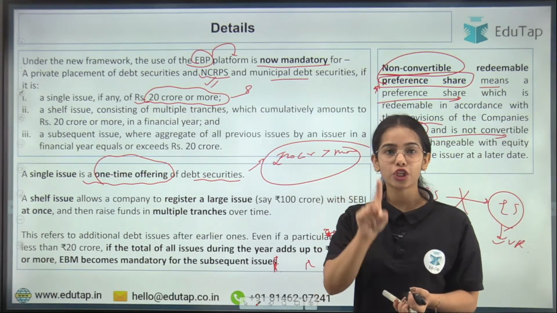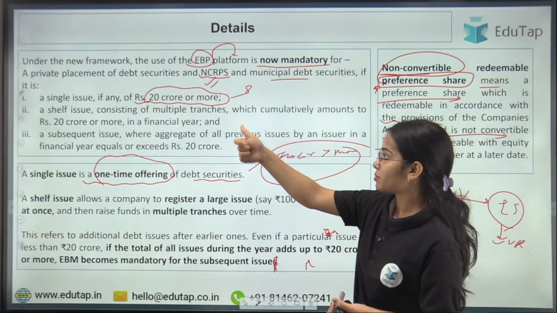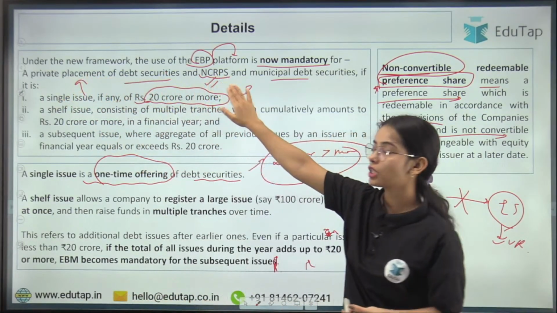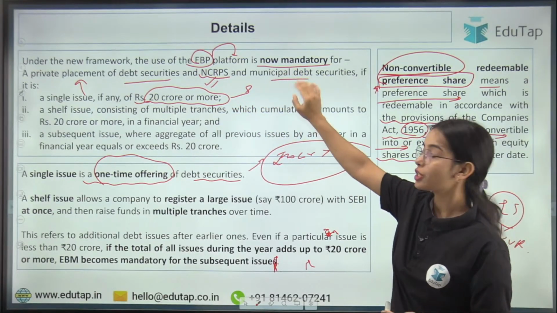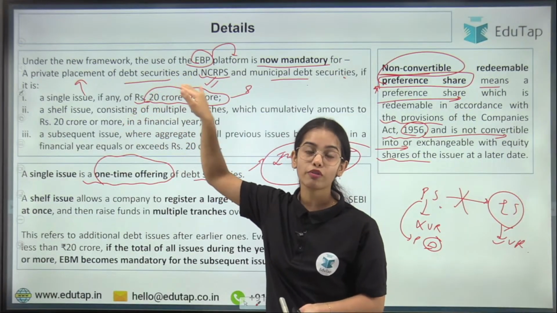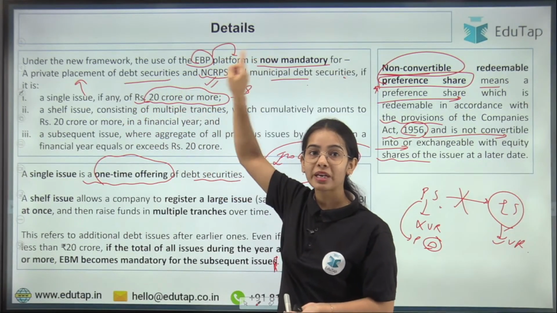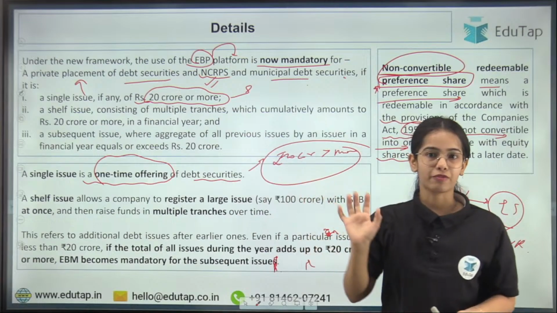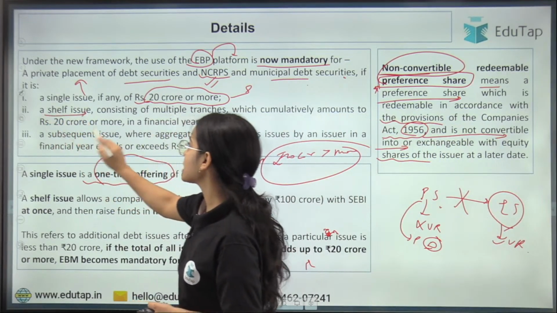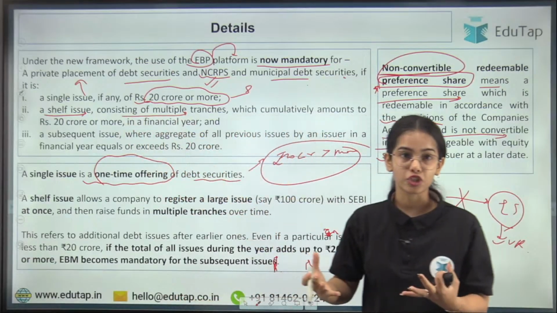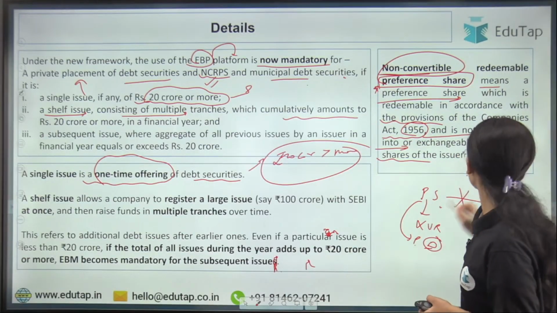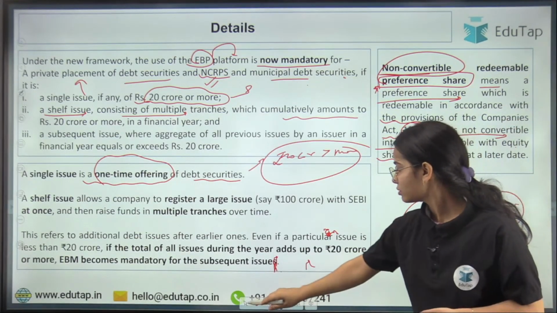So if a single issue of private placement of debt securities, non-convertible redeemable preference shares or municipal debt securities is of 20 crores or more, then it is mandatory to use the EBP platform. That is the idea. I hope this is clear. Now the next is, if a shelf issue is happening consisting of multiple tranches which cumulatively amount to rupees 20 crore or more.